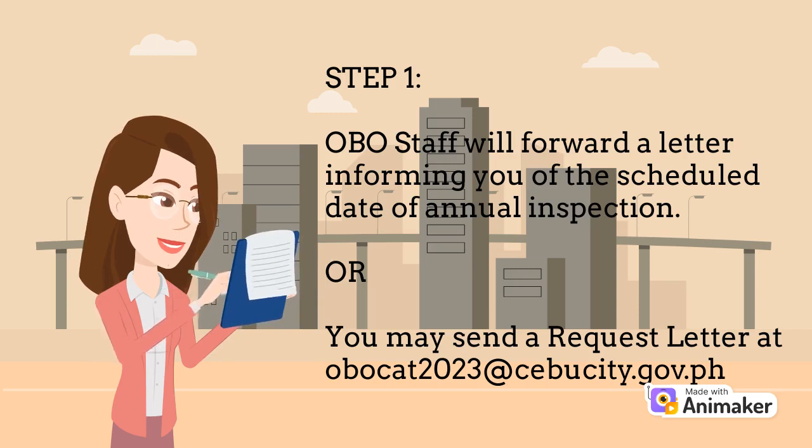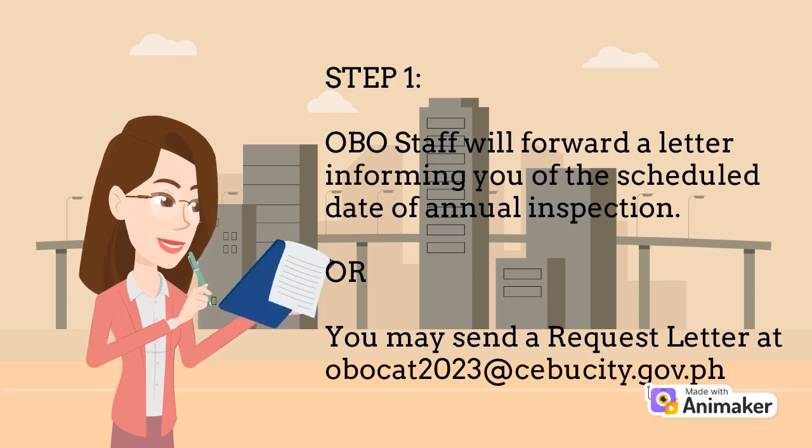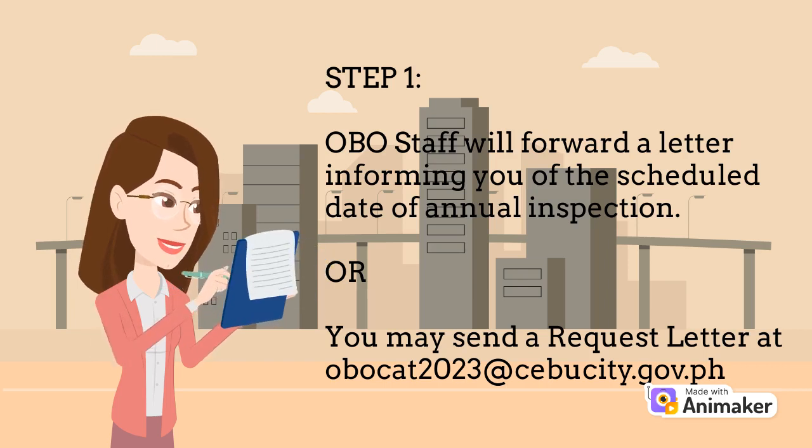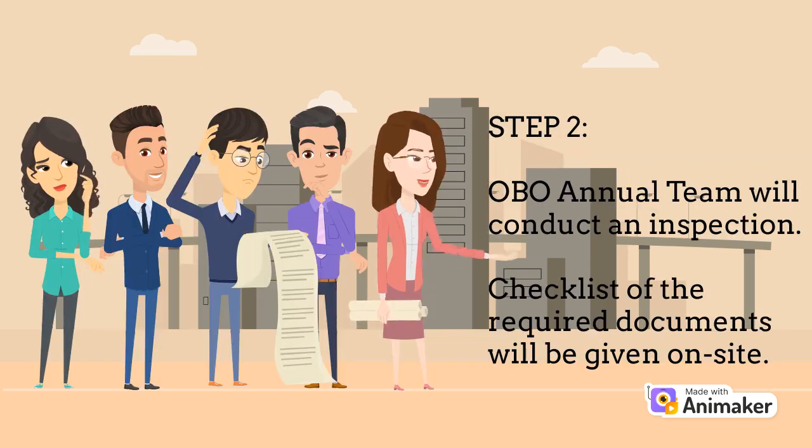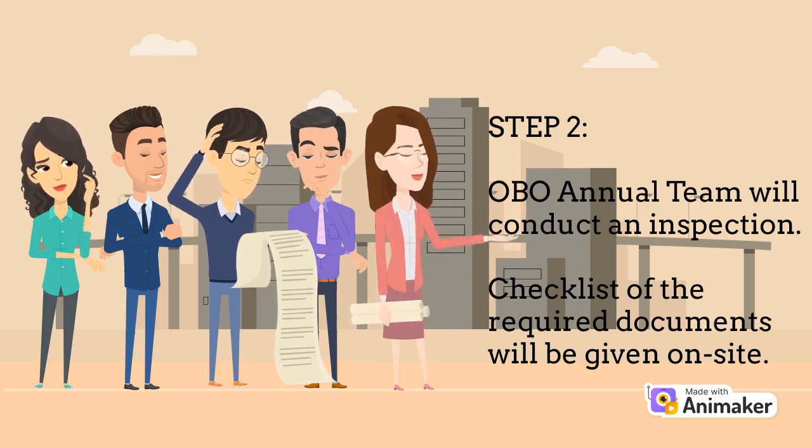OBO staff will forward a letter informing you of the scheduled date of annual inspection, or you may send a request letter at obocat2023@cebucity.gov.ph. Step 2. OBO annual team will conduct an inspection. Checklist of the required documents will be given on site.